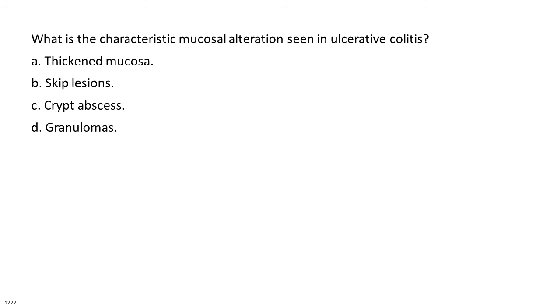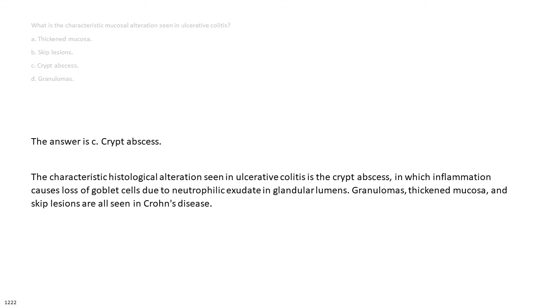What is the characteristic mucosal alteration seen in ulcerative colitis? A. Thickened mucosa. B. Skip lesions. C. Crypt abscess. D. Granulomas. The answer is C. Crypt abscess. The characteristic histological alteration seen in ulcerative colitis is the crypt abscess, in which inflammation causes loss of goblet cells due to neutrophilic exudate in glandular lumens. Granulomas, thickened mucosa, and skip lesions are all seen in Crohn's disease.